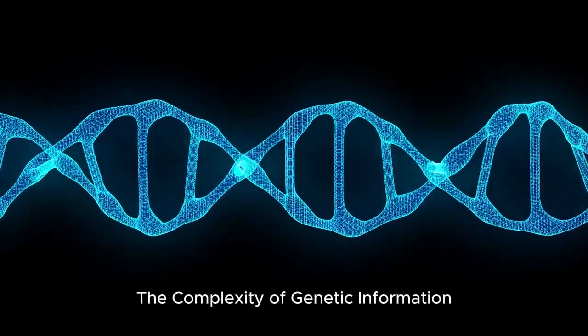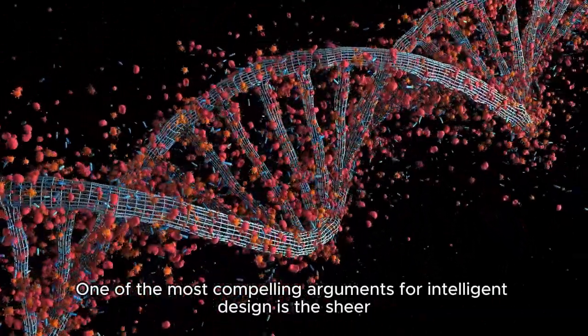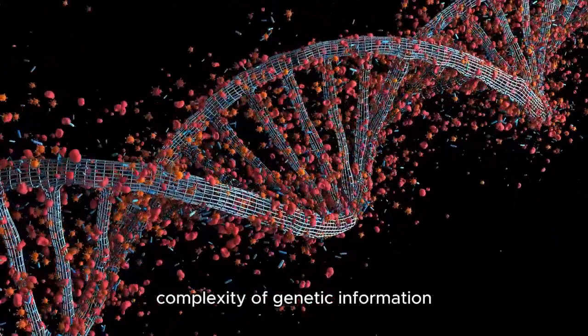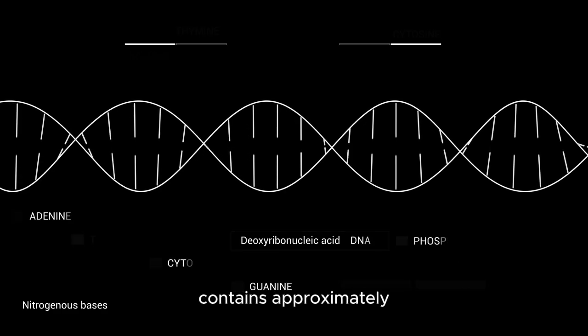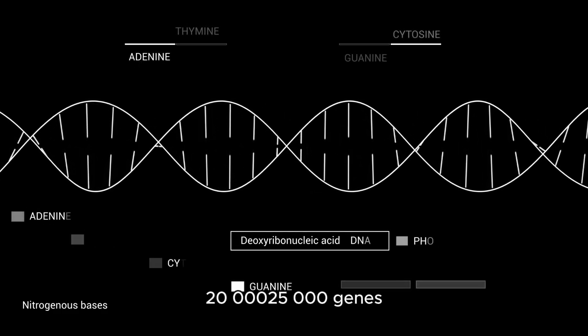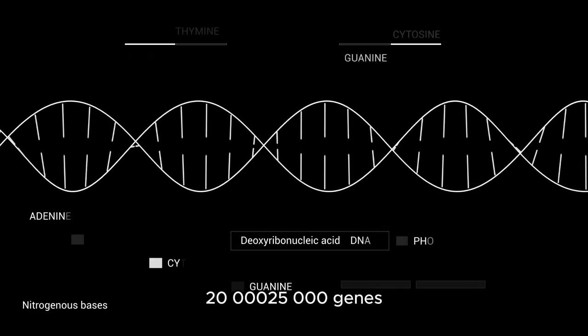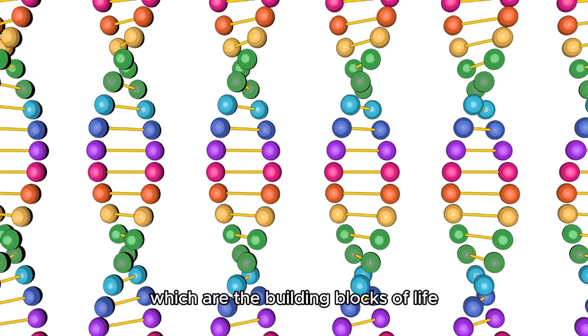The complexity of genetic information. One of the most compelling arguments for intelligent design is the sheer complexity of genetic information. The human genome, for example, contains approximately 3 billion base pairs and around 20,000 to 25,000 genes. These genes code for proteins, which are the building blocks of life.